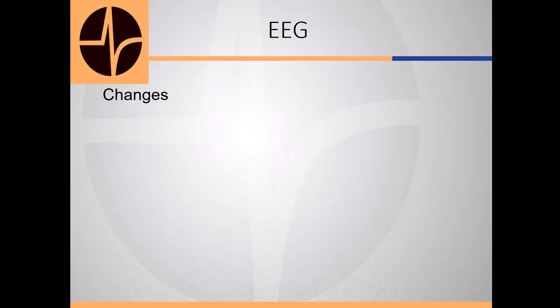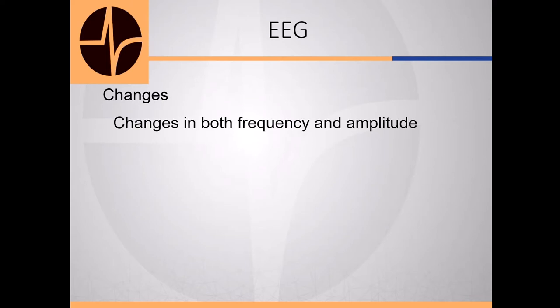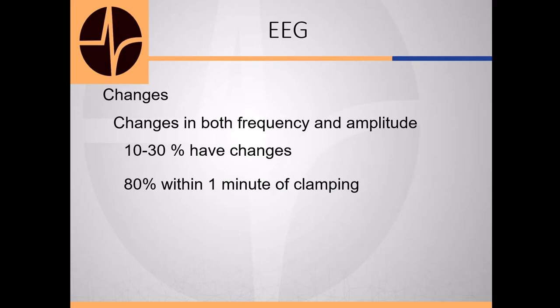The changes in EEG will be in both frequency and amplitude. 10 to 30% of the patients will have a change, 80% of them within 1 minute of clamping.